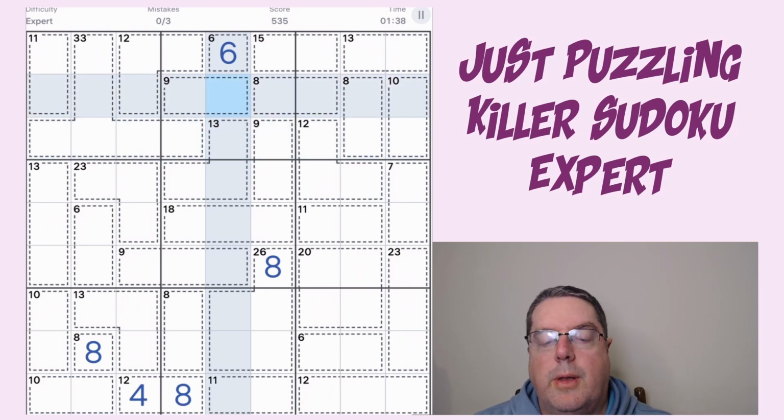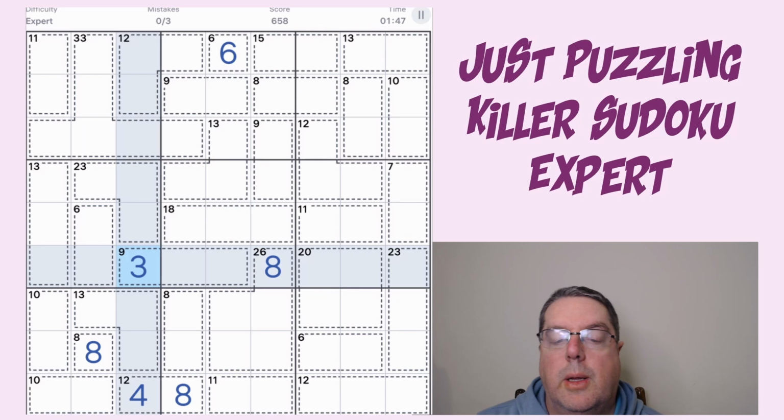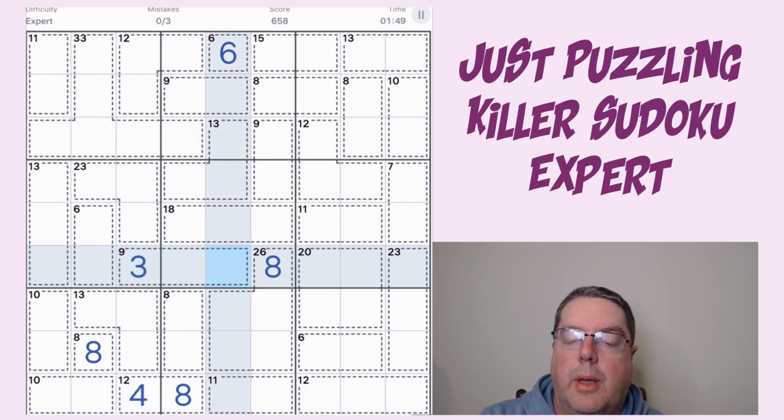We can see that there's another one here, which is 23 plus 13 is 36, plus 6 is 42, so this is going to be a 3. That leaves 6, the number 6 here. This could be 1 and 5 or 2 and 4.